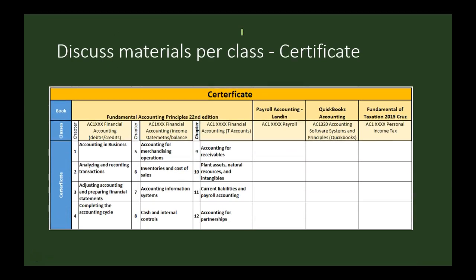And then discussion materials per class. So this is our certificate program. These are just the accounting classes in the certificate program. So I just listed the accounting classes in the certificate program as they've been listed there, and tried to guess what book we're going to put in there to try to figure out if there's any prerequisite problems. So for these 3 classes, these are the accounting classes in the certificate program.